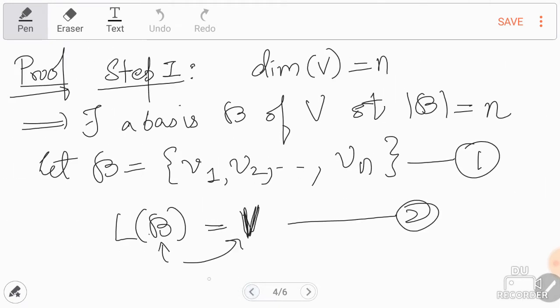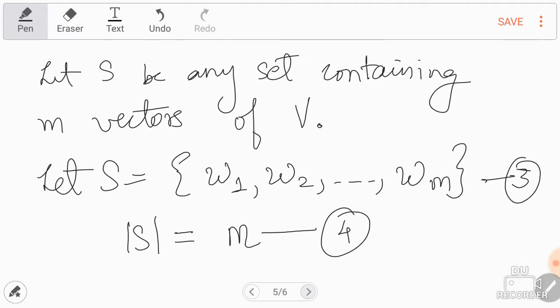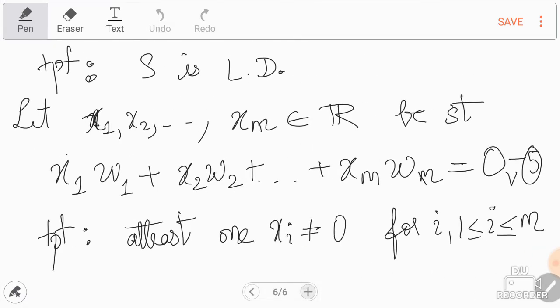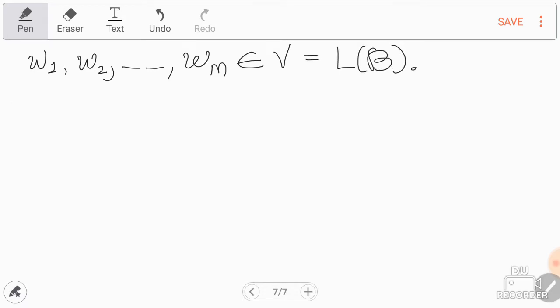We have a very important data that L of B is equal to V, which means that V is generated by the basis B, the meaning of which is every vector of V can be written as a linear combination of vectors in B. So we have a few vectors here, W1 up to Wm. All these Wi's belong to the vector space V, which is equal to L of B.